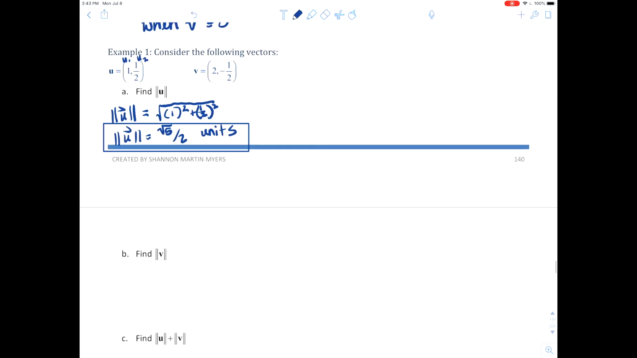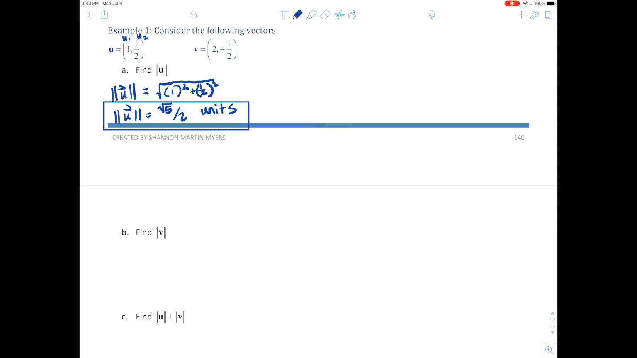All right, what about the magnitude of V? V was equal to the vector terminating at 2, negative a half. So the magnitude of V will equal the square root of 2 squared plus negative a half squared. So the magnitude of V is going to be the square root of 4 plus a quarter. So we would have what? Beautiful. Root 17 over 2 once we simplify, and that's in linear units.